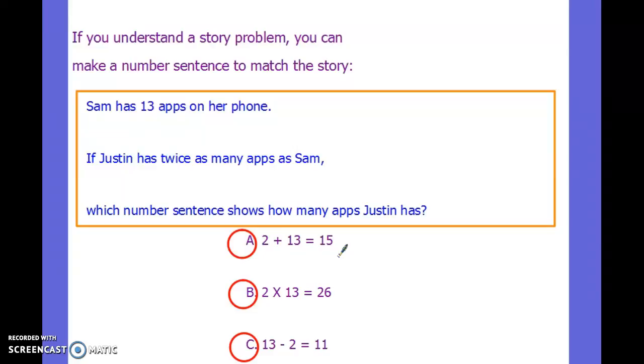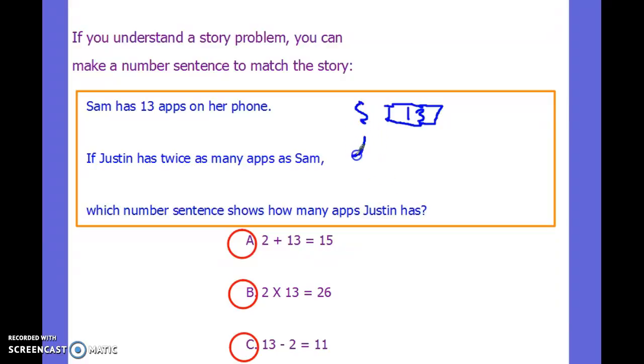So let's take a look at a few simple story problems and then determine what number sentence would help us solve that question. For example, if Sam has 13 apps on her phone and Justin has twice as many apps as Sam, which number sentence shows us how many apps Justin has? So if I have a picture to represent Sam, I know that she would have 13 apps. In other words, Sam could get a bar picture, and that bar, I apologize for the squiggly lines, my mouse seems to be going haywire, would have 13 in it.